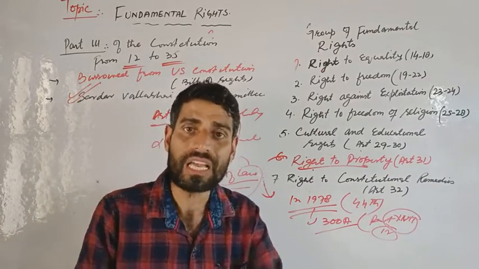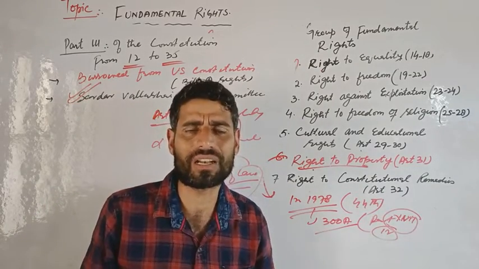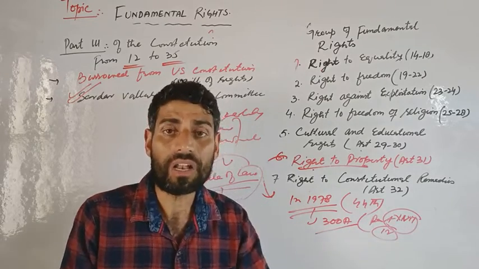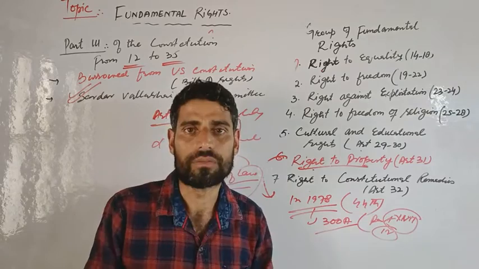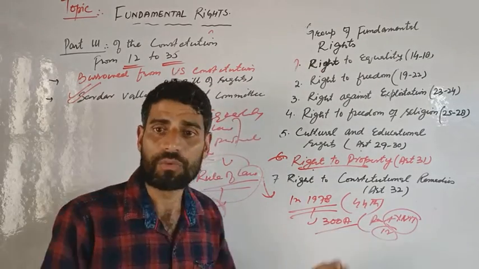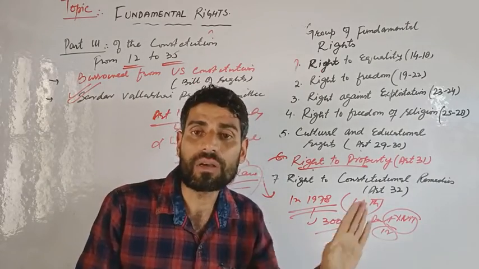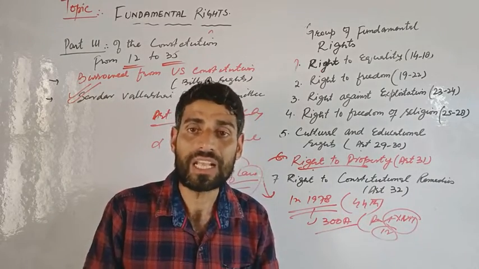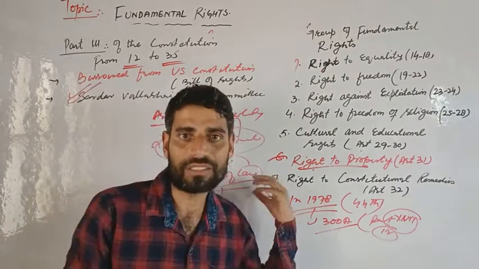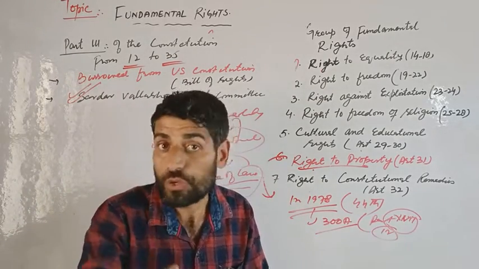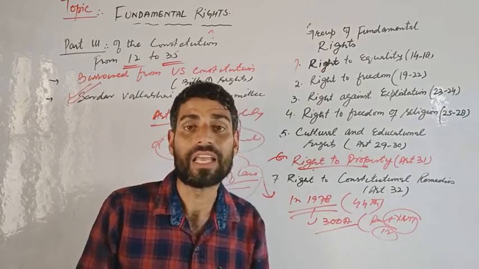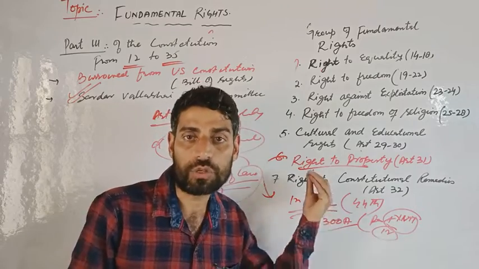Rule of law means that all people, irrespective of their caste, color, gender, creed, are equal before law. No one is above the law. And equal protection of law means equality of treatment in equal circumstances. We have taken the concept of equal protection of law from the US Constitution. So Article 14 talks about equality before law, also known as rule of law.